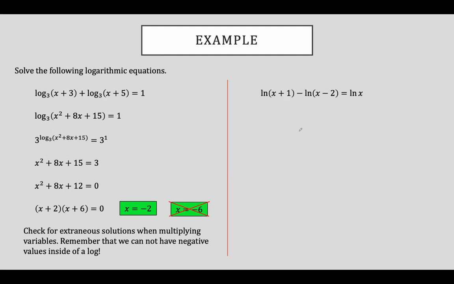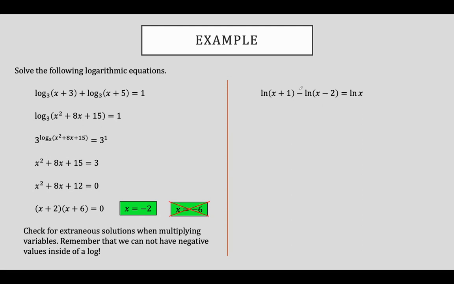All right, let's try another one here. The natural log of x plus 1 minus the natural log of x minus 2 is equal to the natural log of x. Now, we cannot just exponentiate each of these individual quantities. There is no distributive property for exponentiation. You can only exponentiate if you have a single logarithm. You must exponentiate an entire side.